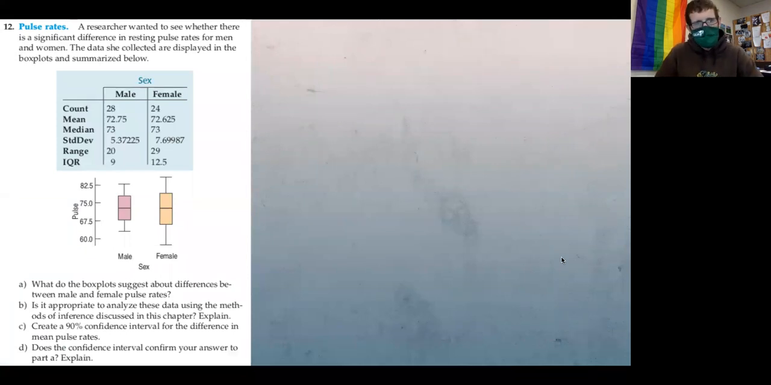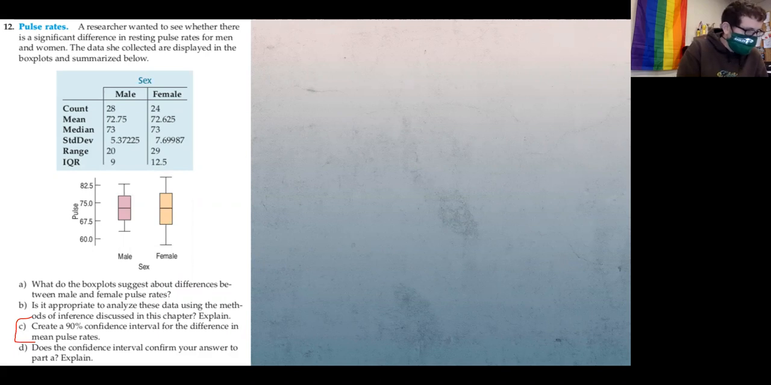So what we're going to be looking at is right here, where it asks to create a 90% confidence interval for the difference in mean pulse rates. It's funny that we're looking at pulse rates again, except now we're looking at the data slightly differently. So if we go to the prompt again, it says a researcher wanted to see whether there is a significant difference in resting pulse rates for men and women. The data she collected are displayed in the box plot and summarized below.